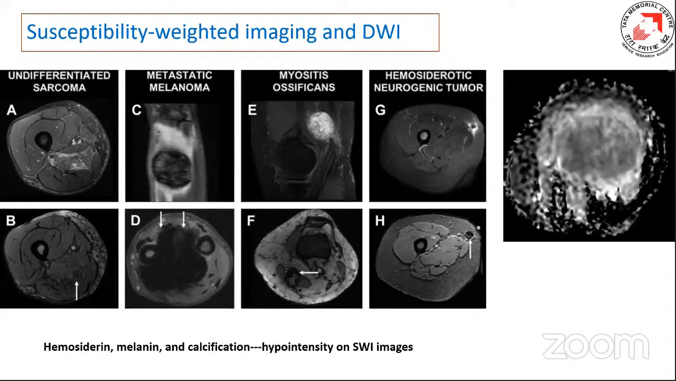Susceptibility will tell whether the lesion has hemorrhage. So it will give you some diagnostic clue whether the lesion is going to be an aggressive soft tissue lesion, or you might see it in pigmented villonodular synovitis or melanoma, where the pigments can give rise to a drop in the signal, and that probably will give some diagnostic clue what we are dealing with. Next slide, please.